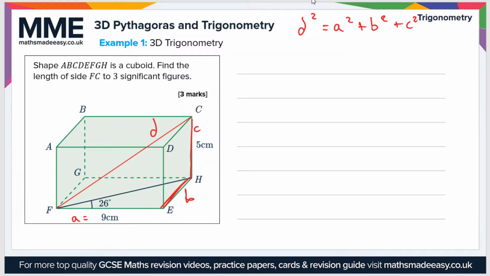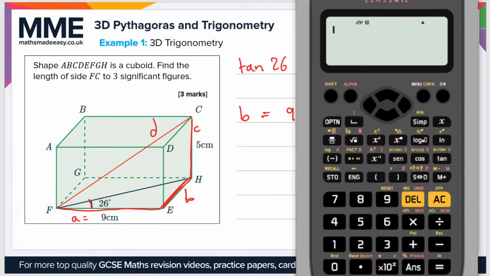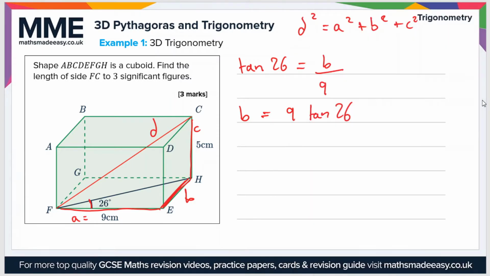So first things first, we have to work out what B is. Now we have an angle here and an adjacent side, and the side B is opposite. So the trigonometric function we need is the tan function. So tan x equals opposite over adjacent. So in this case x is 26. So tan 26 equals opposite, so that's b, divided by the adjacent, which is 9. So therefore b equals 9 tan 26. So if we plug that into the calculator, 9 times tan 26, that gives us a value of 4.3895 and so on.